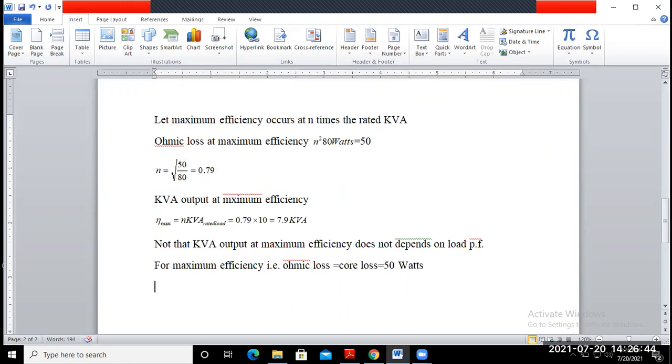And the total loss at maximum efficiency equals how much? We can say it equals 50 plus 50, that is 100 watt.